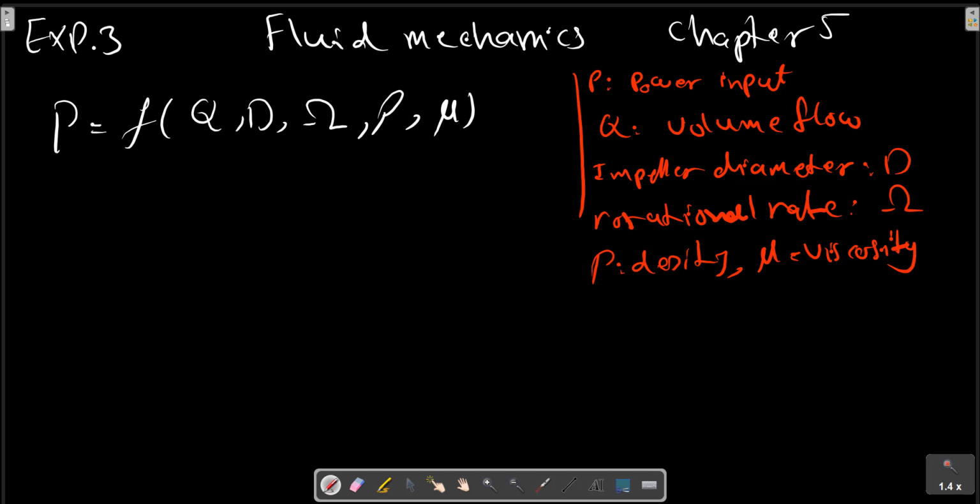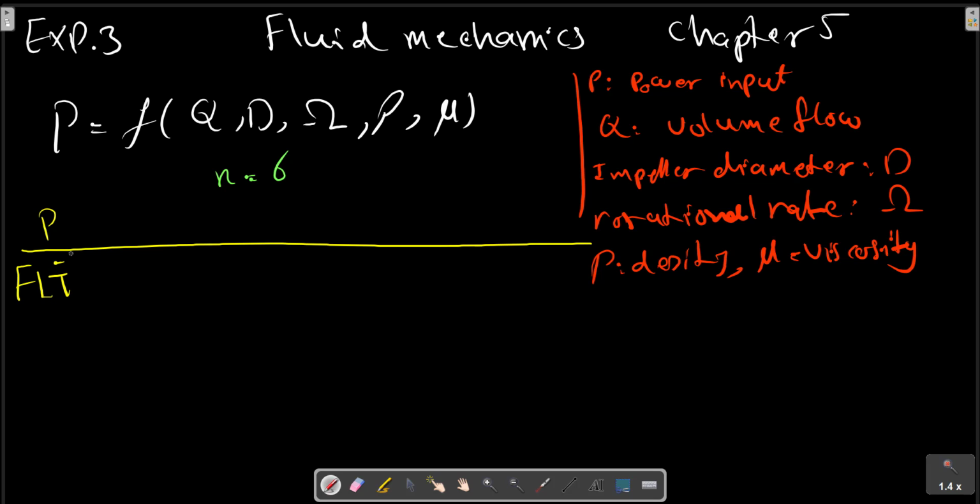In this case, we can write the dimensions for the various parameters. We have n equals 6 parameters: 1, 2, 3, 4, 5, 6. So the dimension for P, power, is FLT minus 1. The list of dimensions is available in the table in the reference.